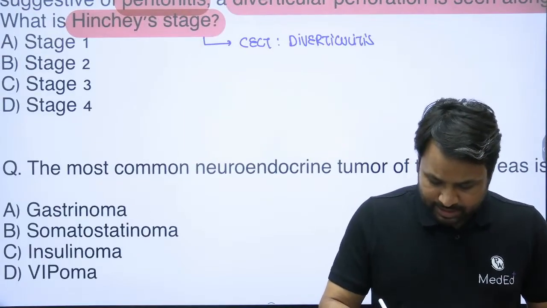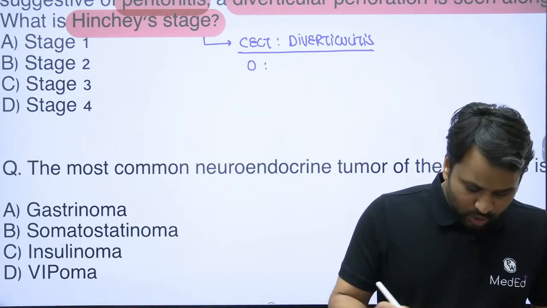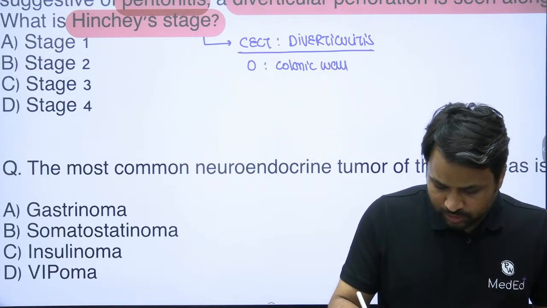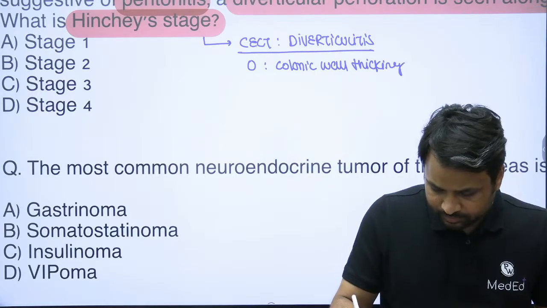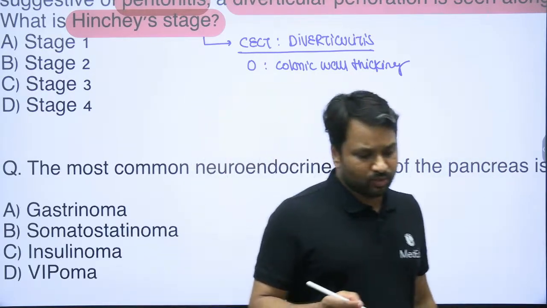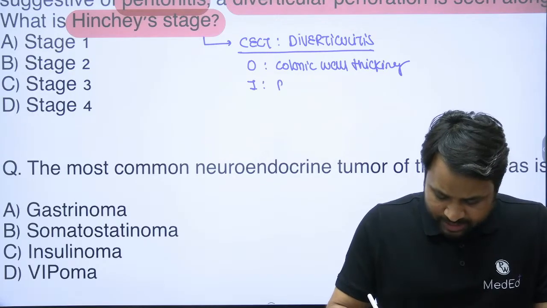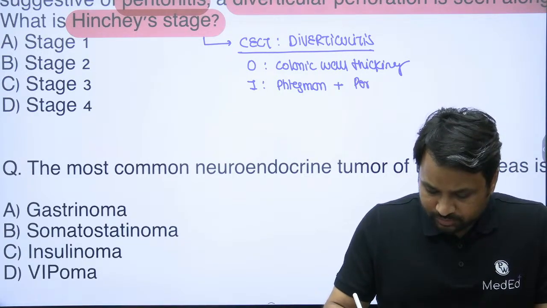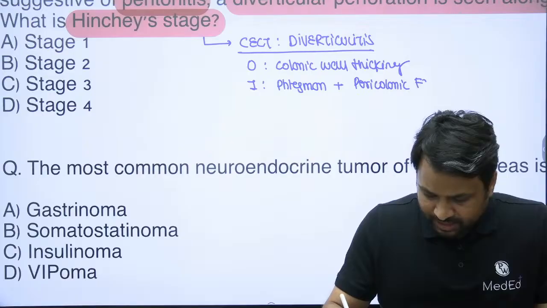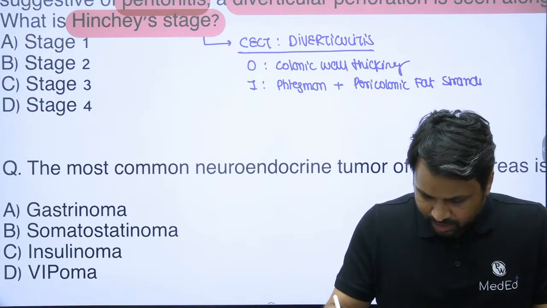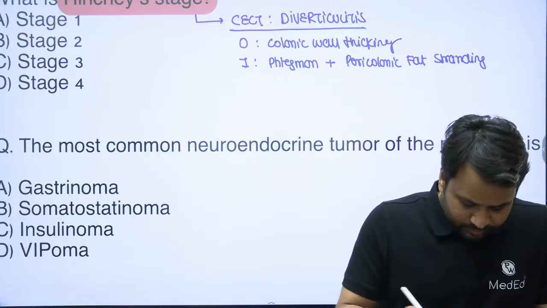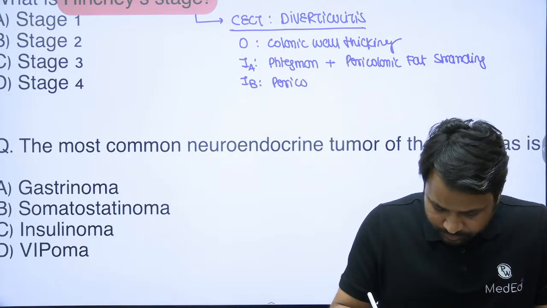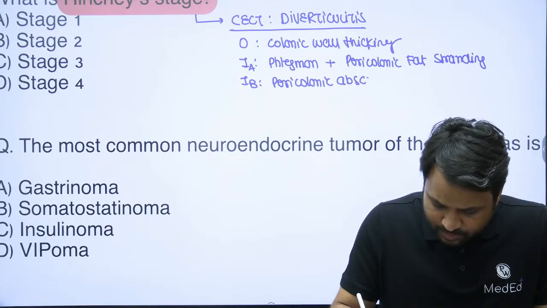Now, what is this Hinchey's classification? You have stage 0 where you have only colonic wall thickening. Everybody knows it. What is stage 1? Stage 1 is going to be phlegmon. Phlegmon is inflammatory fluid collection around the colon with pericolonic fat stranding. This is basically 1A. If I have to add 1B, 1B is going to be pericolonic abscess.